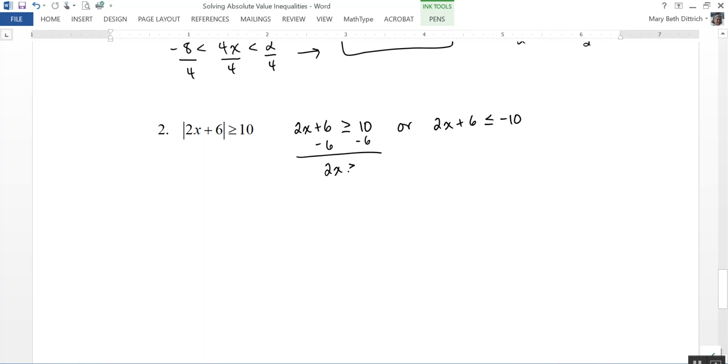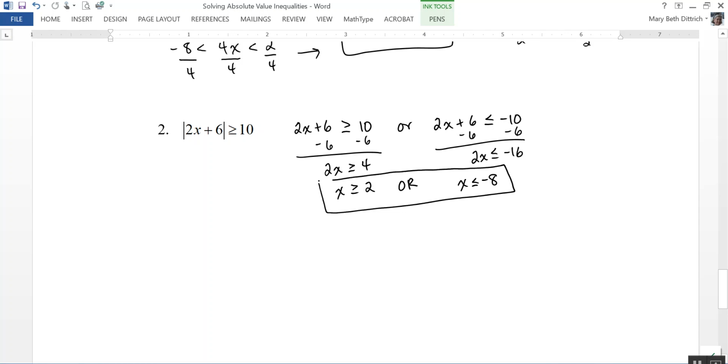So 2x is greater than or equal to 4, and dividing by 2, x is greater than or equal to 2, or, and we'll solve this one, 2x is less than or equal to negative 16, and dividing by 2, x is less than or equal to negative 8. So there's my solution. Make sure that you put the word or in there. And then to graph that, I will do a number line with those two numbers, negative 8 and 2. And so x is greater than or equal to 2, or x is less than or equal to negative 8.